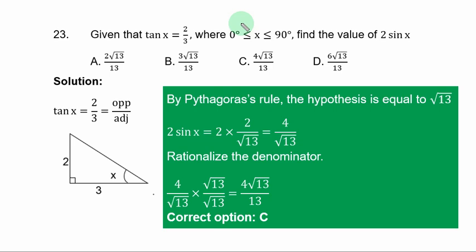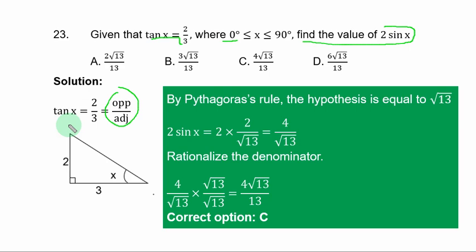Question 23. Given that tan x is 2 over 3, where 0 degrees is less than or equal to x, less than or equal to 90 degrees, find the value of 2 sin x. Sin is the ratio of opposite to hypotenuse, and tan is the ratio of opposite to adjacent. That means we use the information about tan to get the hypotenuse for us to get the value of 2 sin x.